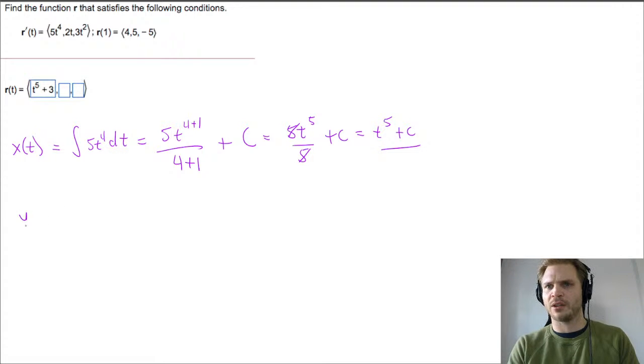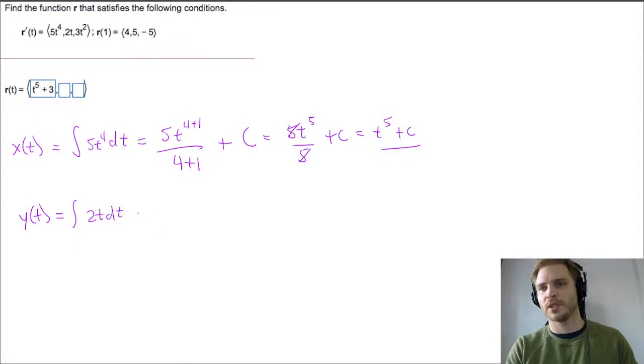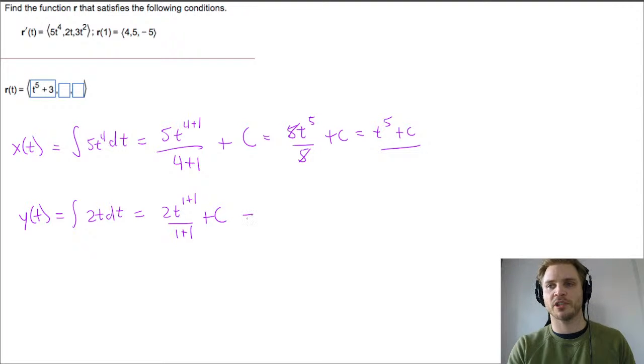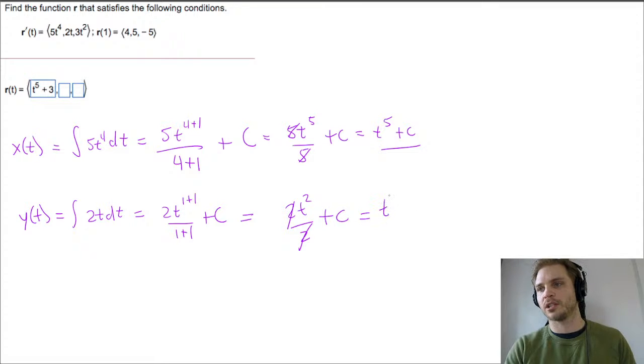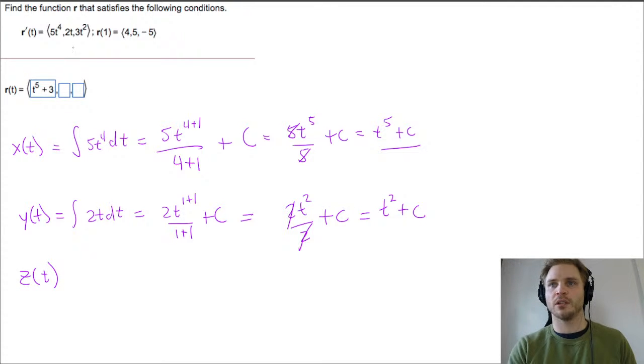Then we've got y of t, which is going to be the integral of 2t dt. This is going to be equal to 2t to the 1 plus 1 over 1 plus 1, the power rule, plus c. That's 2t squared over 2, cancellation, and then we get t squared plus c. Let's hold on to that for a second. And then z of t, we're going to integrate the 3t squared to get it.